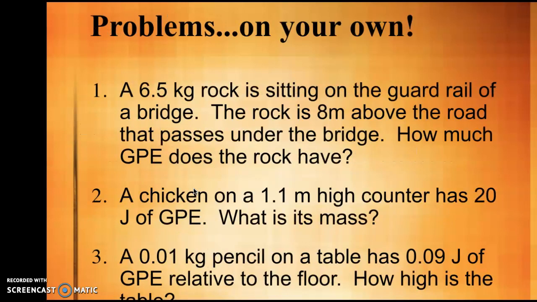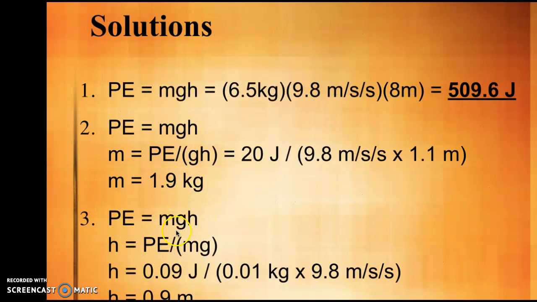The final one there has a pencil on top of a table, and I give you the potential energy relative to the floor. How high is the table, or how tall is it? So we're solving for h in this case. Manipulating the equation, we need to divide both sides by m and g. So h is equal to our potential energy divided by the product of m and g. So here we see our work, 0.09 joules divided by 0.01 kilograms times 9.8 meters per second squared. Again, close it up, and you should have to round to 0.9 meters, which is reasonable for the height of a table. So those are some typical sample problems.